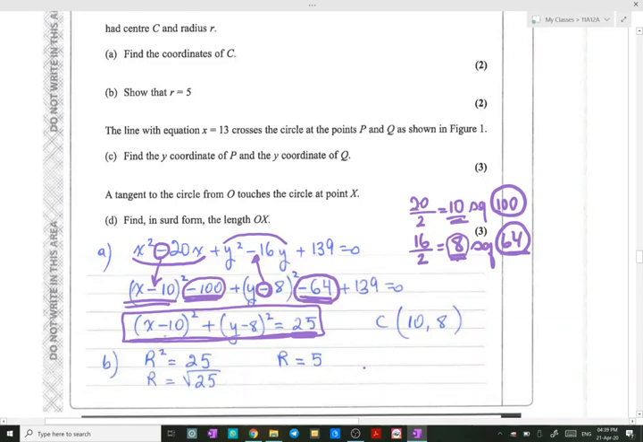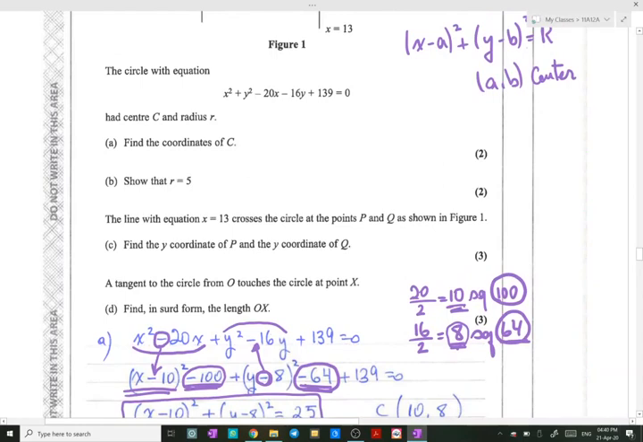So now, in order for us to find the coordinates of C, we take 10 as the x of C and 8 as the y of C, because (x minus a) squared, so 10 is a, plus (y minus b) squared, 8 is for b.